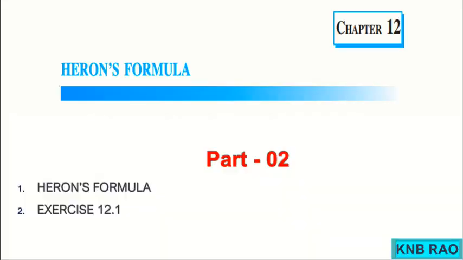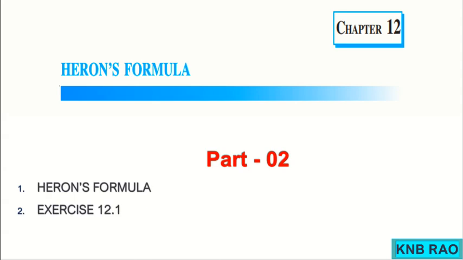Students, this is part 2 of the chapter Heron's formula. In our previous part 1, we have seen the introduction and area of various triangles, and later we went for finding area of a scalene triangle using Heron's formula. At the end of the session part 1, I gave you a question as homework, that is example number 3. We will start our today's session from that question and solve the questions from exercise 12.1.